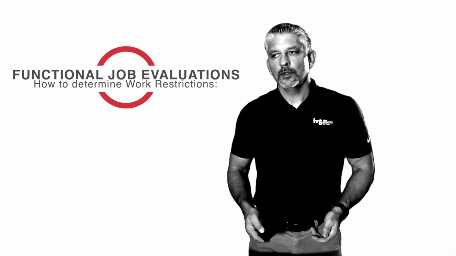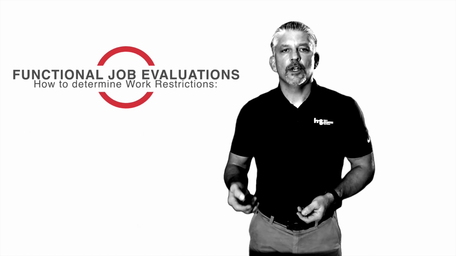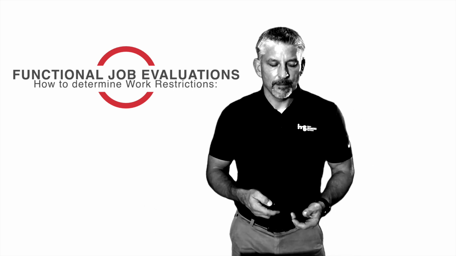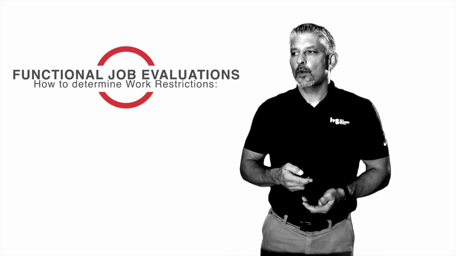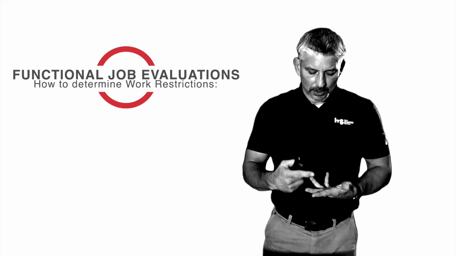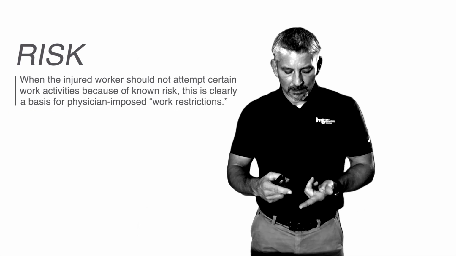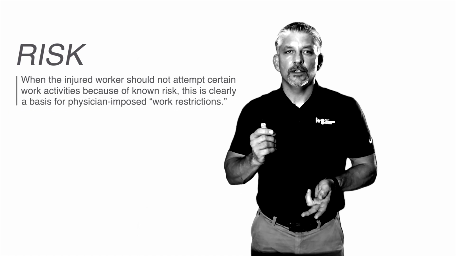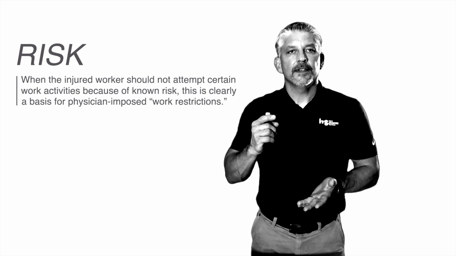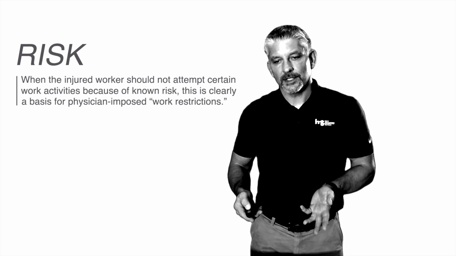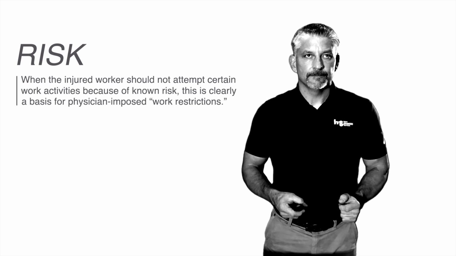So, how do we think about work restrictions? How do you determine if a work restriction is appropriate? The best way to do that is to consider three things: risk, capacity, and tolerance. Risk refers to the chance of harm, again, to the person, to the general public, and if the patient engages in a specific work activity.